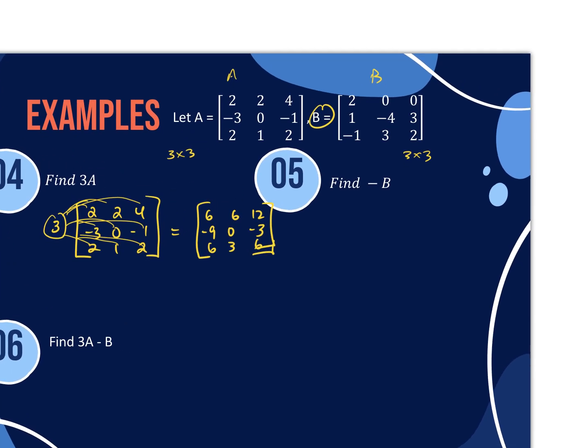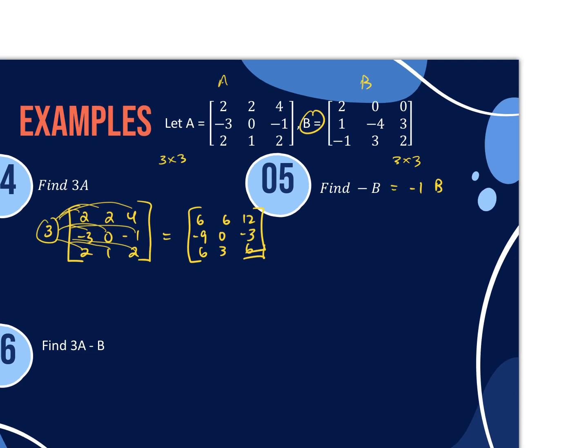Notice the second one says, what is the opposite of B? Think of it as negative 1 times B, or you can think of it as just all the B terms are going to change their sign. So again, I'm starting with 2, 0, 0, 1, negative 4, 3, and negative 1, 3, 2.